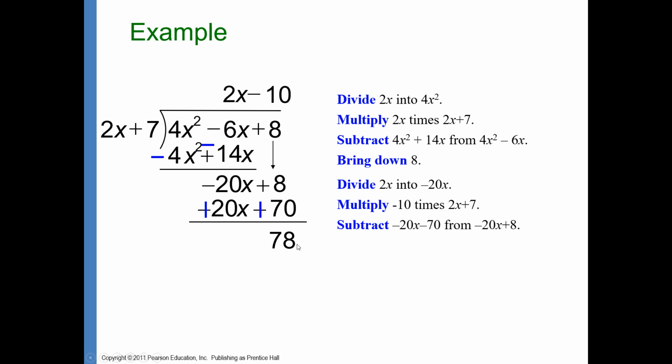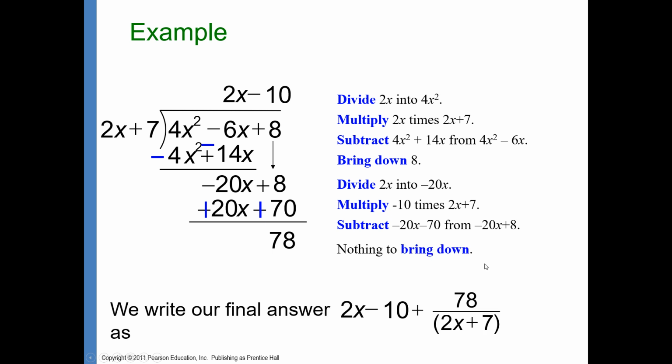Okay, that's my remainder. So what's my answer then? 2x minus 10 is the polynomial part of my answer, but I had a remainder, so I'm going to have an extra term. I'm going to add to that plus my remainder, and my remainder is what remains over what? The denominator, which is 2x plus 7, right? So my final answer looks like that.